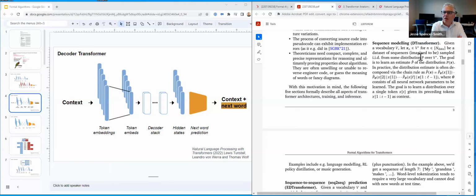So this could be all of Wikipedia, where each X is a Wikipedia entry. Our job, given some X, is to guess what the next token is going to be. The formal way of saying this is to learn an estimate, P hat, of the probability distribution of P of X.